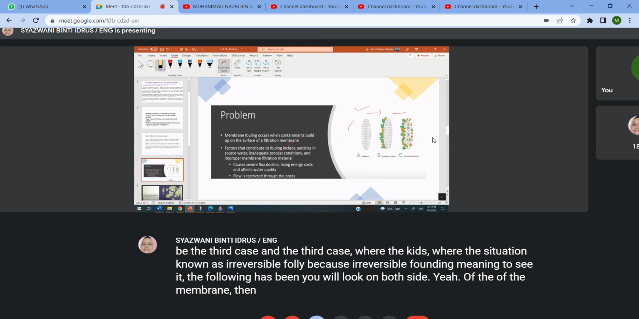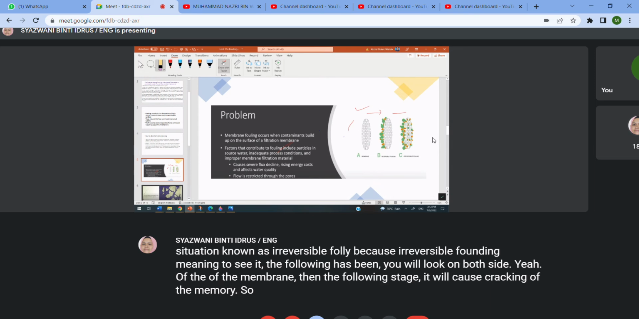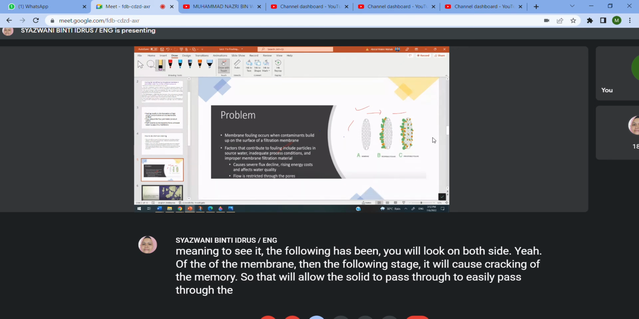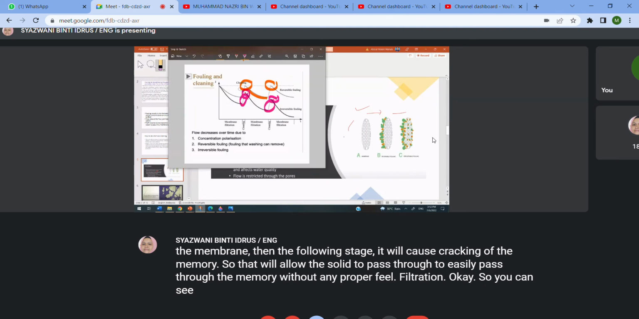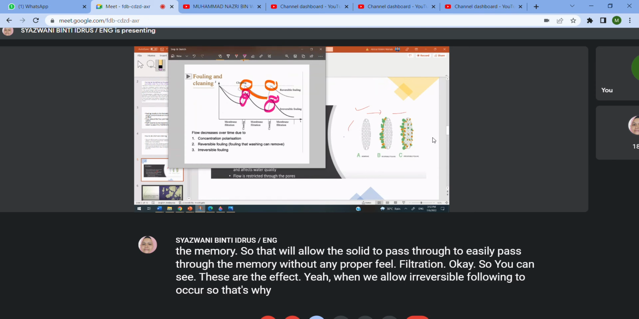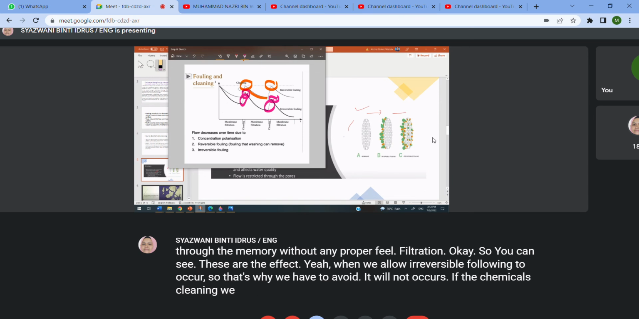Then the following stage, it will cause cracking of the membrane. So that will allow the solid to easily pass through the membrane without any proper filtration. Okay, so you can see these are the effects when we allow irreversible fouling to occur. So that's why we have to avoid. It will not occur if the chemical cleaning is conducted as per schedule.